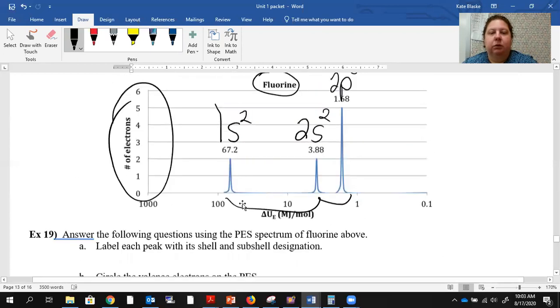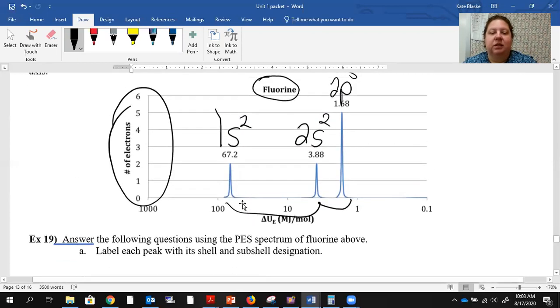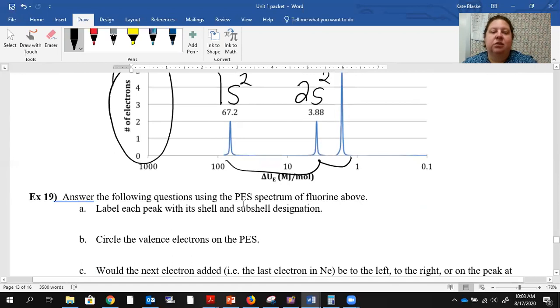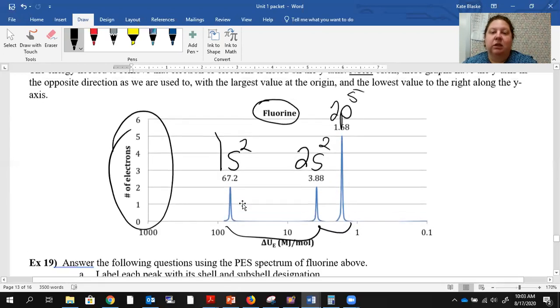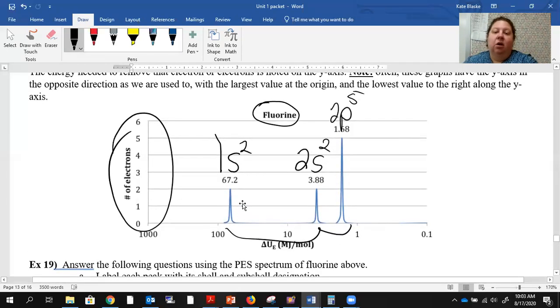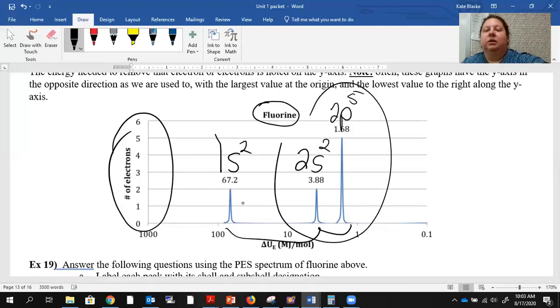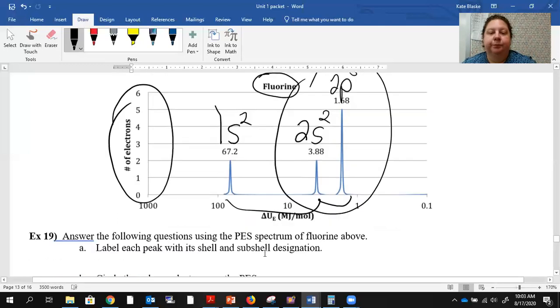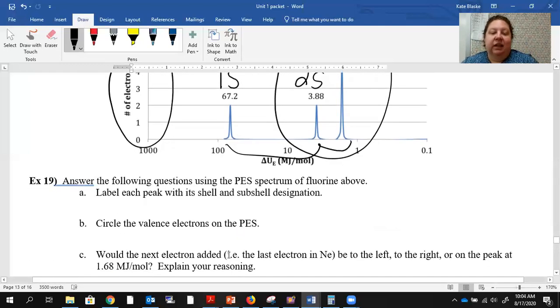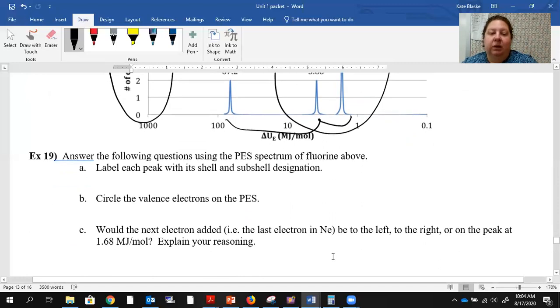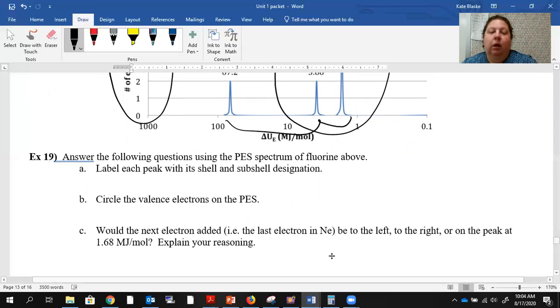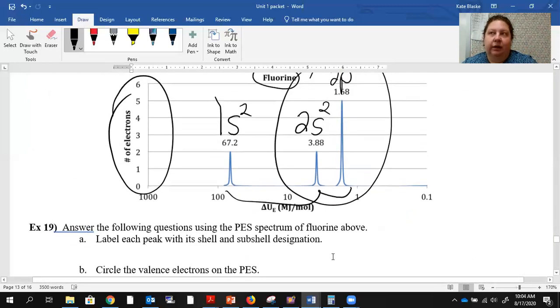So for example, we've got the peaks and the subshells labeled. It says circle the valence electrons on the PES. Well, valence electrons are the outermost electrons in the largest energy level. So that would be the 2s and the 2p. Would the next electron, i.e. the last electron in neon, be to the left, to the right, or on the peak at 168 millijoules per mole? If I add another electron on here, let's think about what we know about Coulombic attractions.